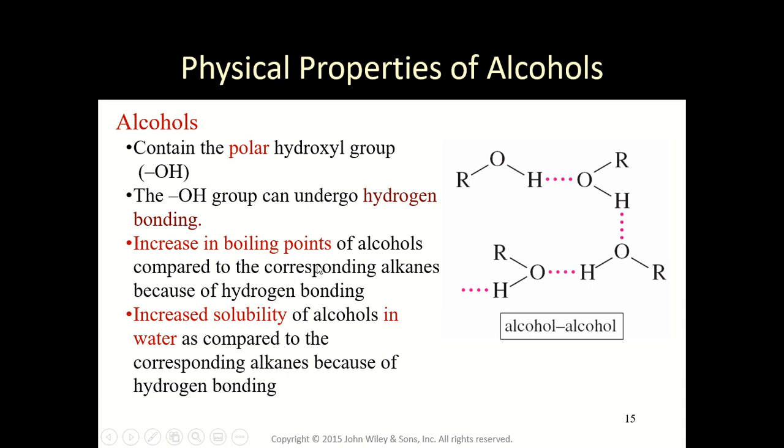Increase in boiling points of alcohols compared to the corresponding alkanes. If you have ethane and ethanol, the ethanol will have a higher boiling point because the molecules are more strongly bonded together because of hydrogen bonding. So therefore it'll take more energy to break them apart, which means the boiling points will be higher.